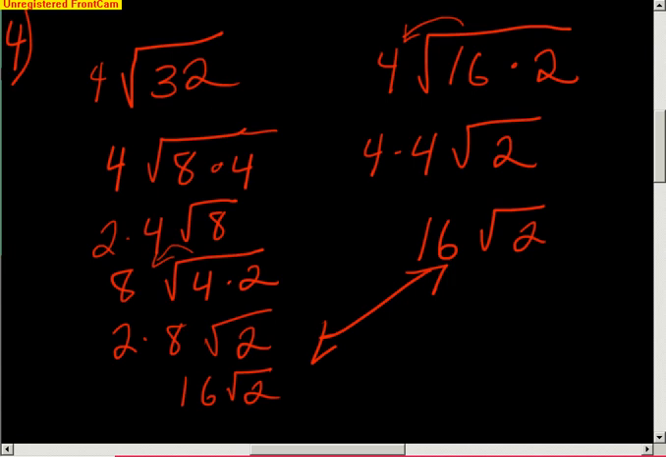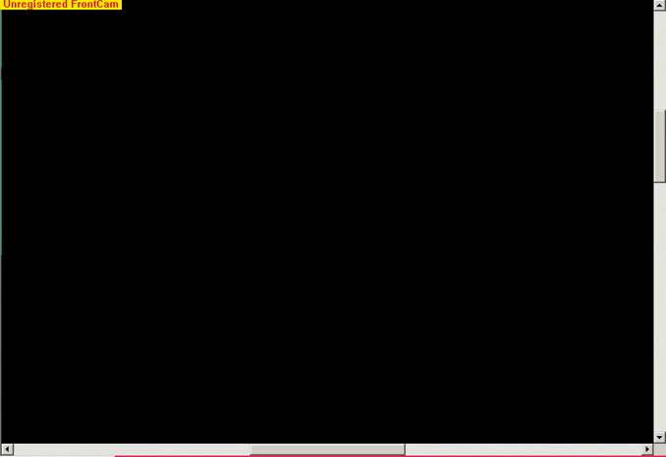Question number 5. Now this question involved rationalizing the denominator. In the numerator we had 4 root 2. In the denominator we had root 5. So it's 4 root 2 over root 5.